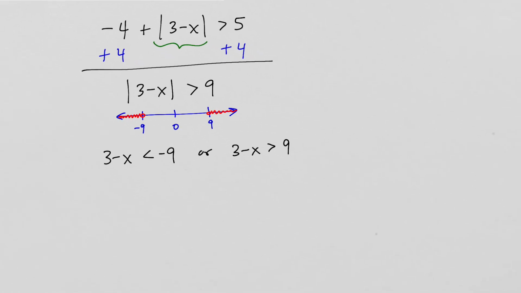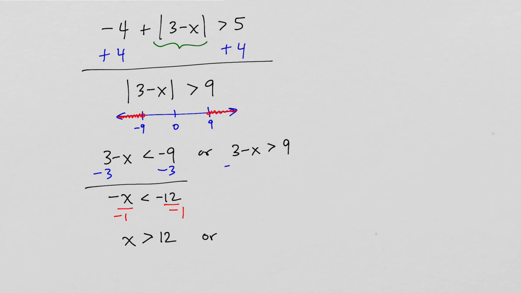And now we just need to solve for x in each of these. So I'll subtract 3 from both sides. This gives us negative x is less than negative 12. And once again, we have to divide both sides by negative 1 to solve for x. And when we do that, you must reverse the inequality. So we end up getting x is greater than positive 12.